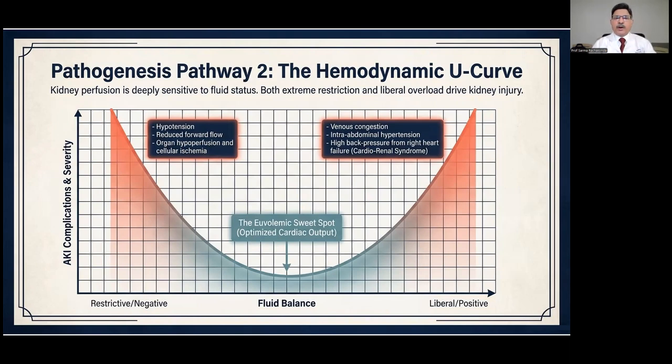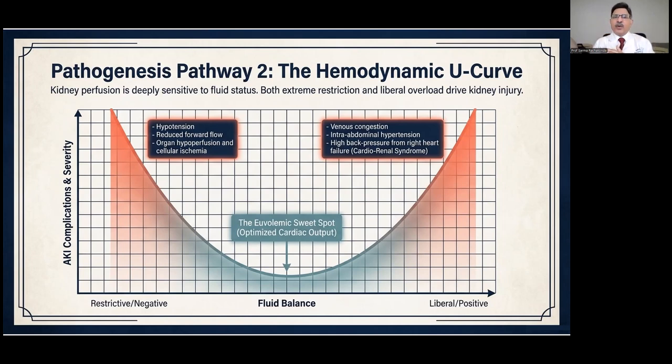Euvolemic sweet spot, optimized cardiac output. Either cardiac output is not reduced, or the heart is not overwhelmed by fluid overload. In such a situation, the fluid balance is maintained and AKI complications are minimal. Now, go to this side: hypotension is there, reduced forward flow, organ hypoperfusion, cellular ischemia. That is the negative fluid balance, and that produces AKI.